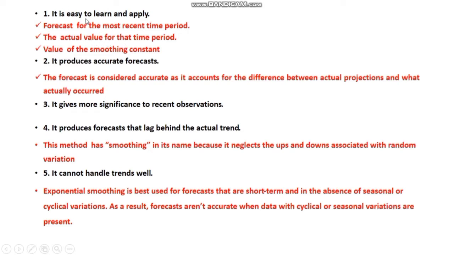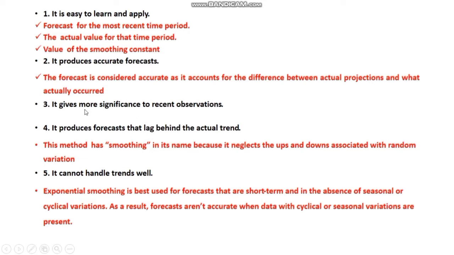Therefore this calculation is very simple, and it produces an accurate forecast. The reason for accuracy is that we consider the difference between the actual projection and what actually occurred. This is called error; we multiply it with the smoothing constant, and that is added to the previous period forecast. This is the way we do it, so it gives very good accuracy.